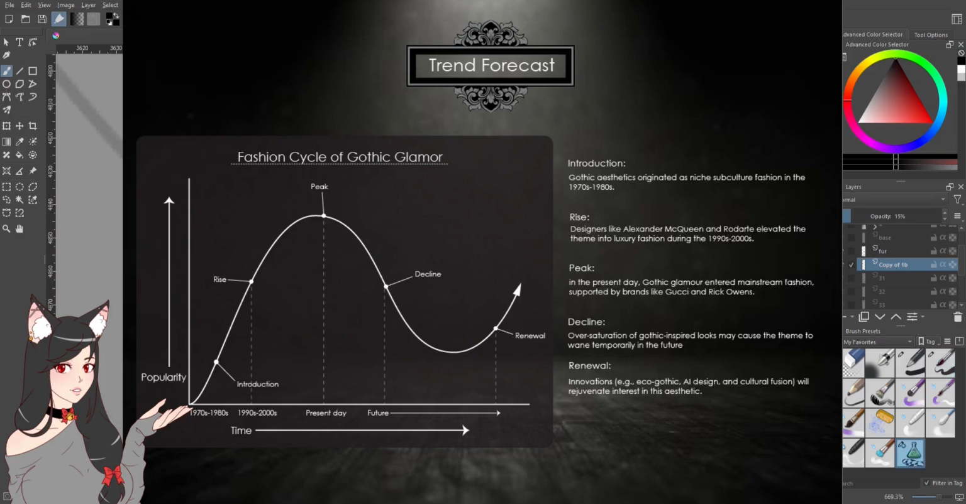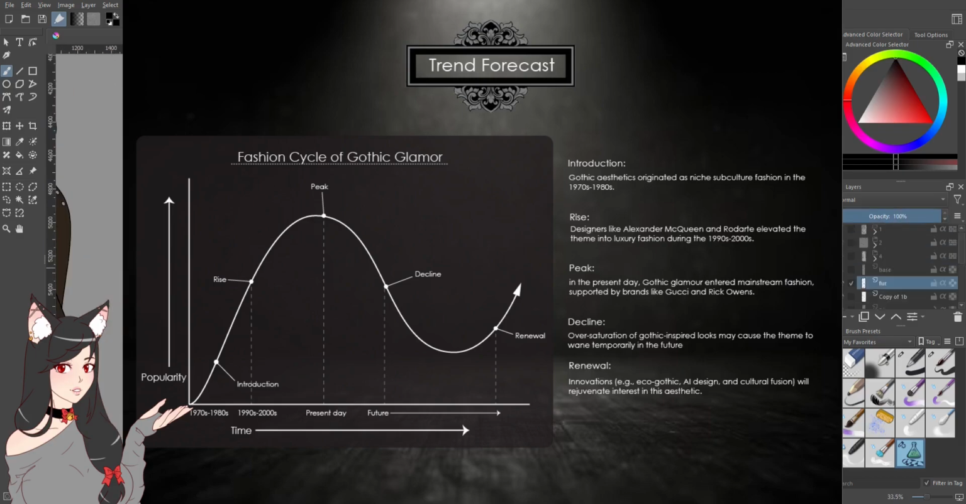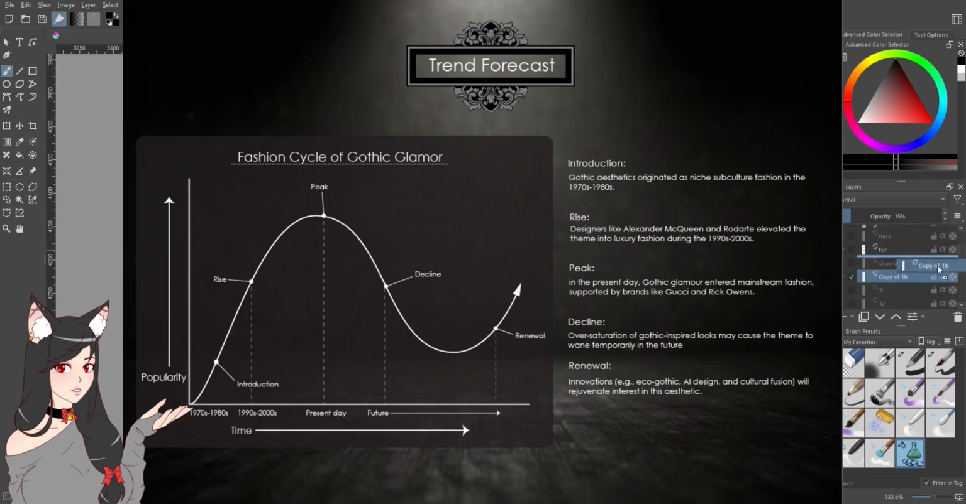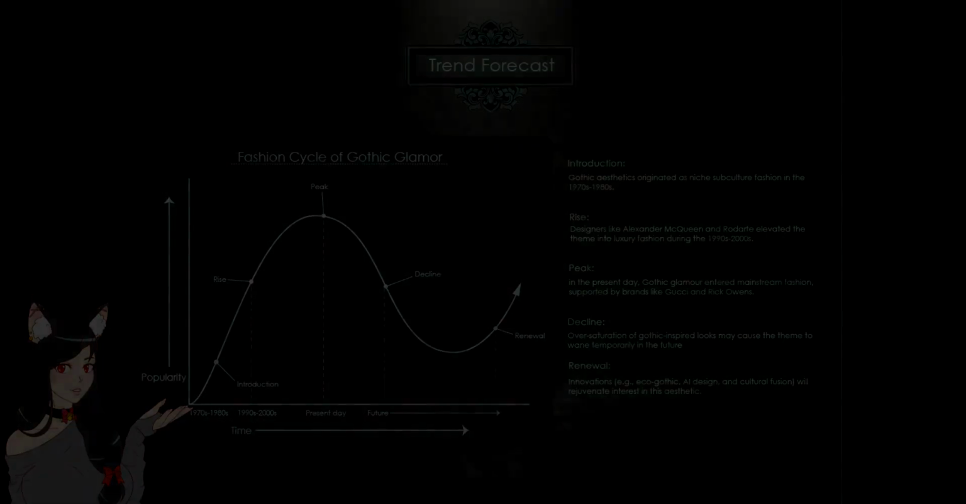As you can see, the Gothic aesthetics originated in the 1970s to the 1980s and slowly rose to its almost peak in the present day. But in the future, because it is at its peak now, we might see a sharp decline, but it will soon be renewed with eco-Gothic, AI, and cultural fashions, so on and so forth.